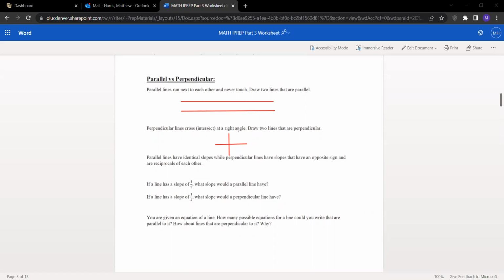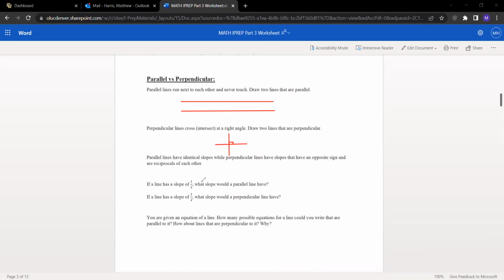So here we have two lines that cross at a right angle. So the degree of this angle right here is going to be 90, and so on all the way around. The way we show right angles is to draw a little box in the corner. Parallel lines have identical slopes, while perpendicular lines have slopes that are opposite signs and are reciprocals of each other. So let's look at an example of what that means.